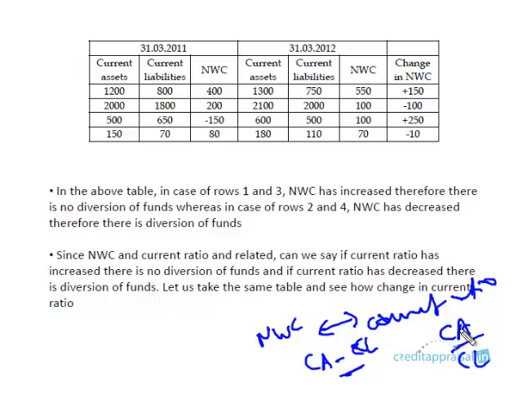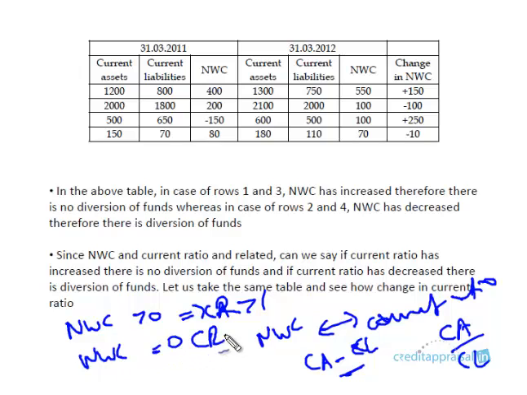What proportion of the current assets are being financed by long-term sources? So basically, they say the same. When I'm saying this, if you remember, we said that if NWC is greater than zero, current ratio will be greater than one. If NWC is equal to zero, current ratio will be exactly one. If NWC is less than zero, recall this, current ratio will be less than one. This we said.